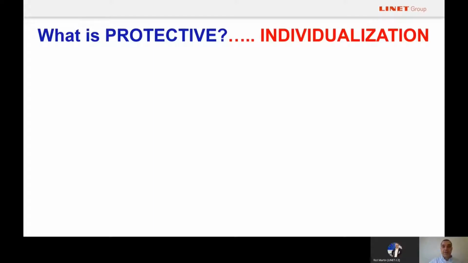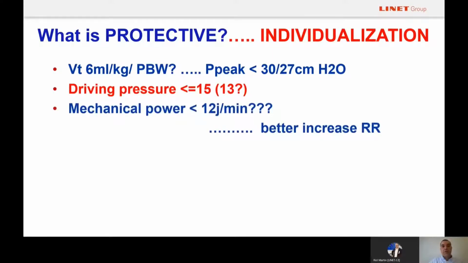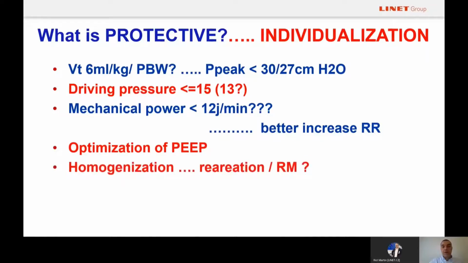So, what is protective? Protective is individualization of mechanical ventilation. We have to use some safety limits, safety borders: 6 milliliters per kilo, peak pressure below 27. We have to minimize driving pressure if possible. We can calculate mechanical power; maybe the concept of mechanical power brings us information on whether we need to increase the mechanical minute ventilation in our patient. We have to increase respiratory rate, then tidal volume. We have to optimize the PEEP by some homogenization of lung tissue, some aeration.